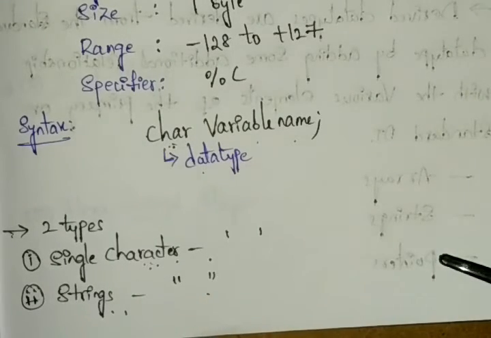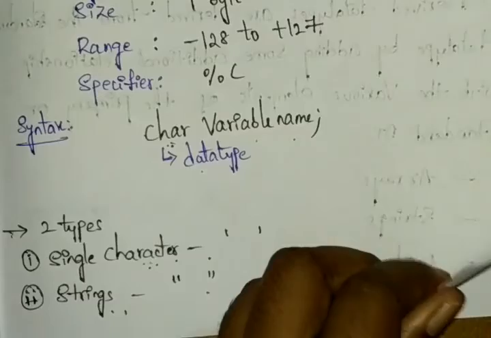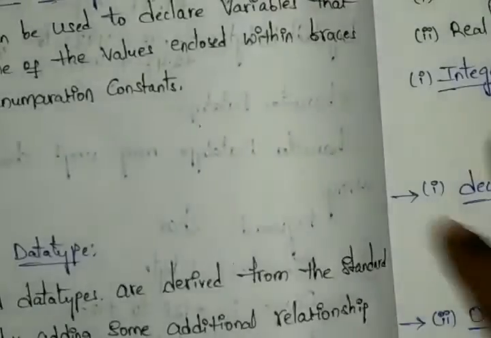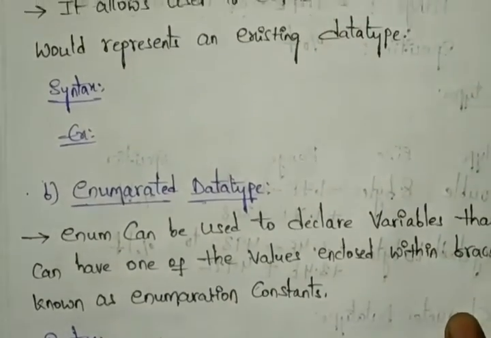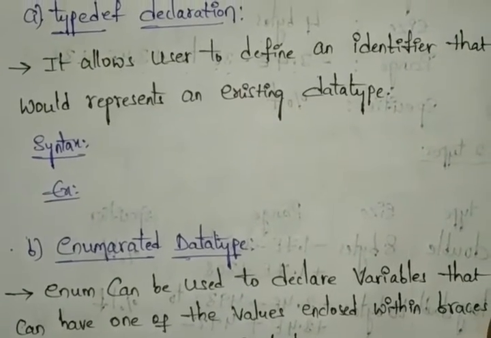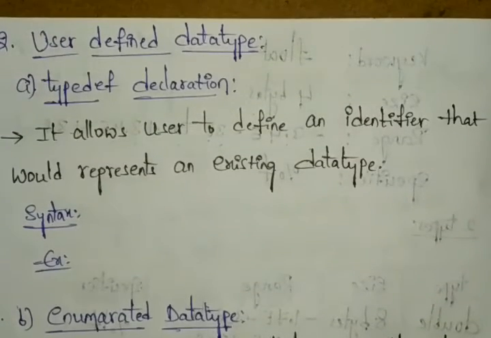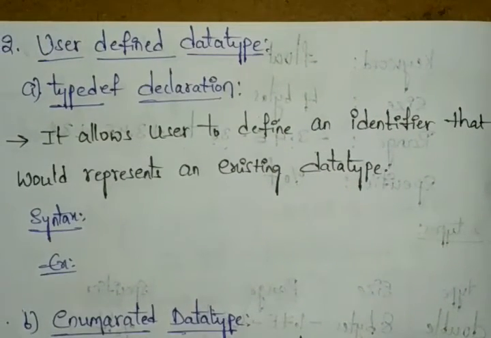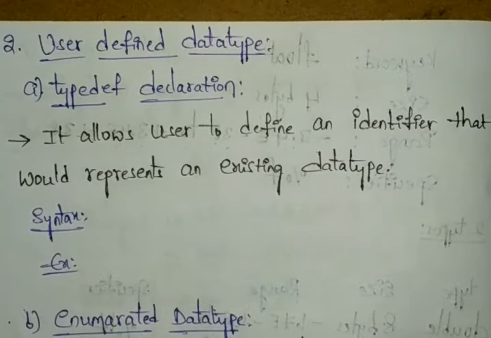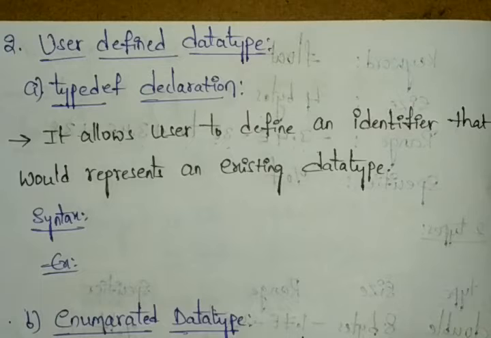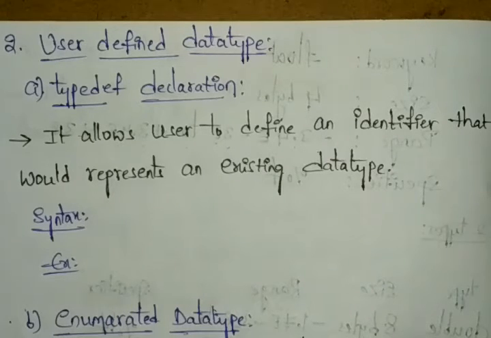And next, the second one is the user defined data type. Normally, primary data types are defined by the system, while user defined data types are defined by the users. This is the user's choice; users can define it as they like. In this we have the type definition and the enumerated data type. First one you can see is type definition.